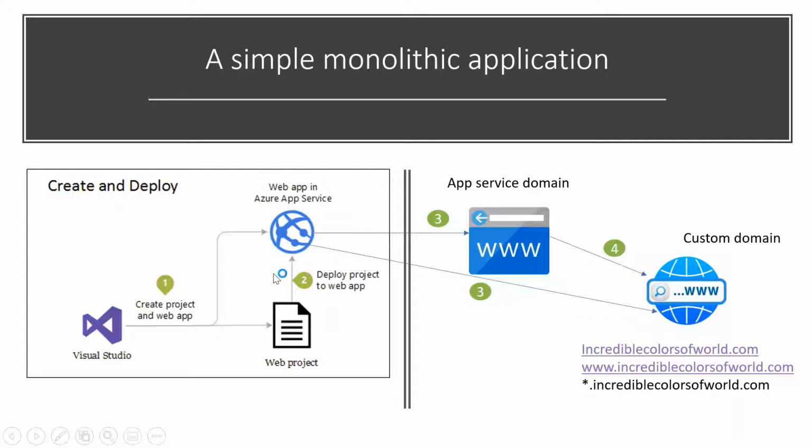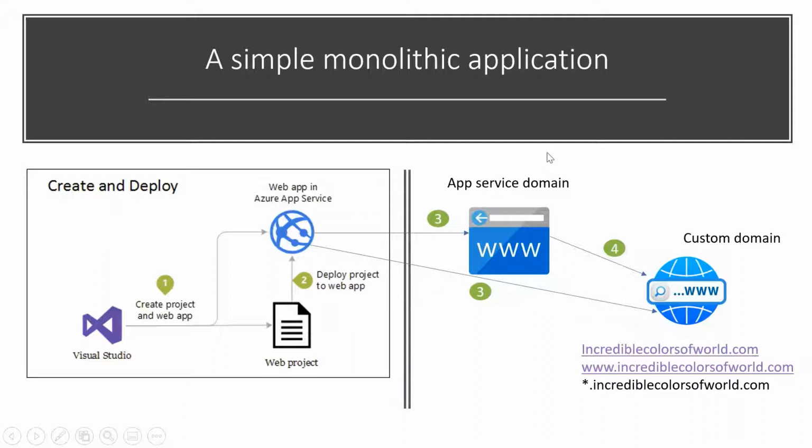Here is a visual representation of a simple monolithic application. You can see I have divided the task into two parts. The first one is related to create and deploy. The other one is related to domains. So first we are going to discuss part 1. In part 1 you can see we are creating a project or web application. Then we are deploying this web application to Azure App Service through this path. If you want to make changes in the existing code, you can make them and deploy it again. This is how we are going to work.